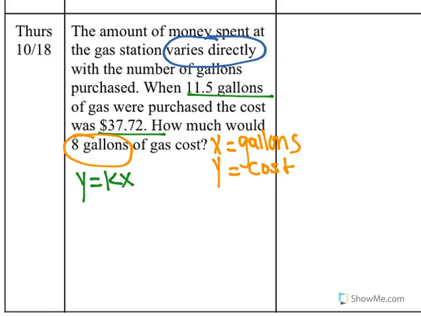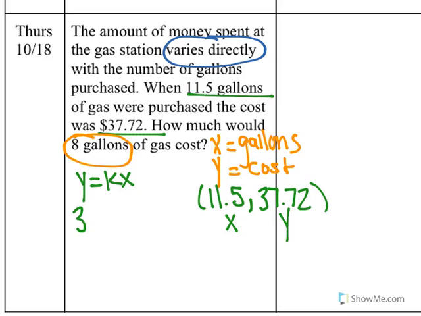So I know that we have one point, 11.5 gallons is $37.72. So this is my x and my y, and I'm going to plug them into this equation and solve for k. So y is $37.72. I have an unknown k value, but I know my x is 11.5.